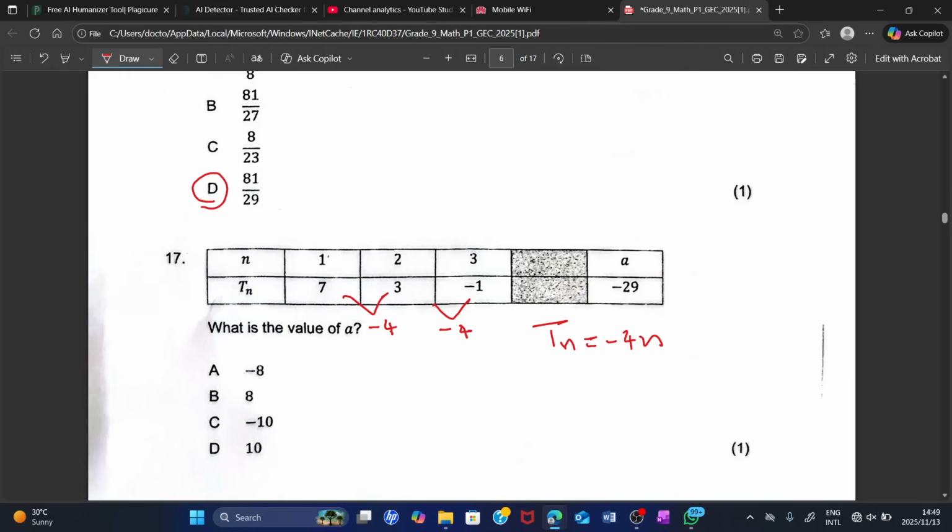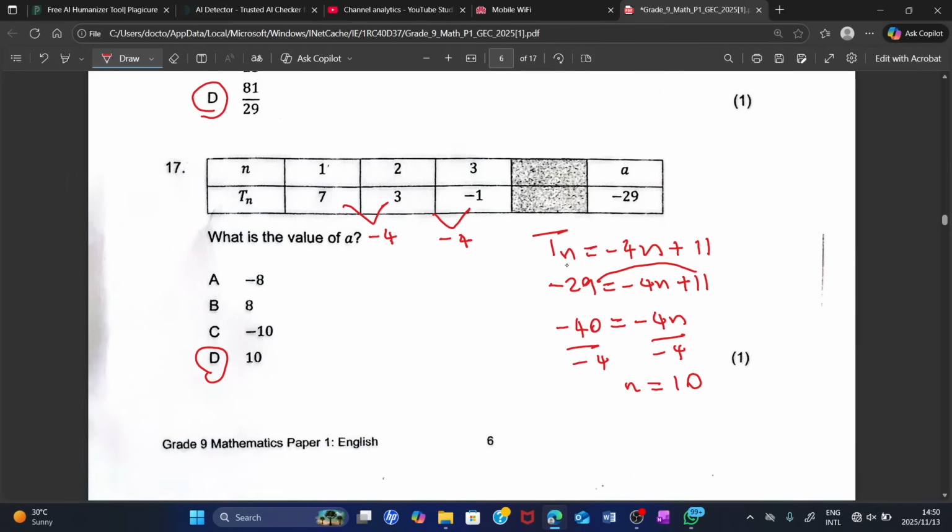Yes. So, when we subtract this, it will be plus 11. Yes, so it's plus 11. So which means that if I replace here by minus 29, it is equal to minus 4n plus 11. So I take minus 11 this side, it will be minus 40 is equal to minus 4n. Then we divide by minus 4 both sides. So the value of n is 10. So D is the answer, okay? D is the answer.